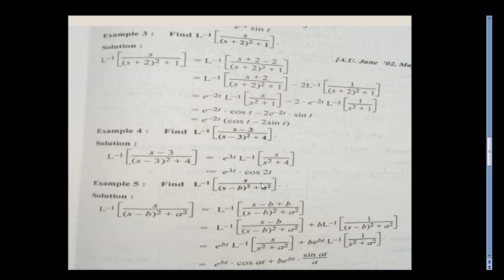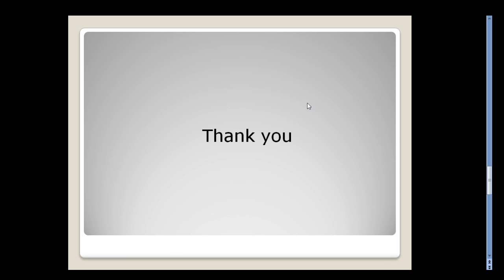Then find L inverse of s by s minus b whole square plus a square. Here in the numerator we don't have s minus b; only then are we able to take b outside. So add and subtract b, minus b plus b, and take s minus b. This problem is similar to the third problem. There we added 2 and minus 2; the same way here we are doing minus b and plus b. So s minus b can be taken outside as e power bt into L inverse of s by s square plus a square. Then minus b into e power bt L inverse of 1 by s square plus a square, which is sin at by a, and the other is cos at. Thank you.